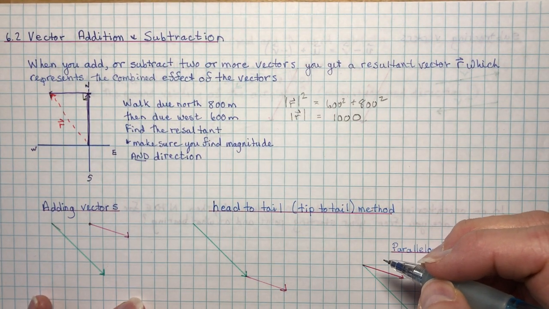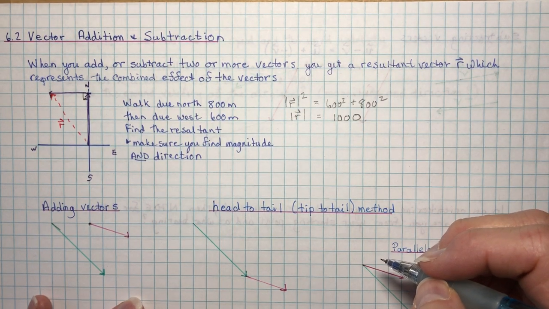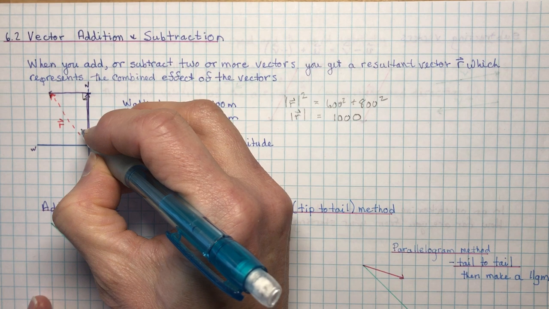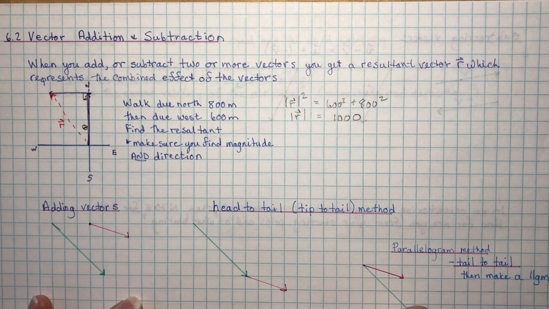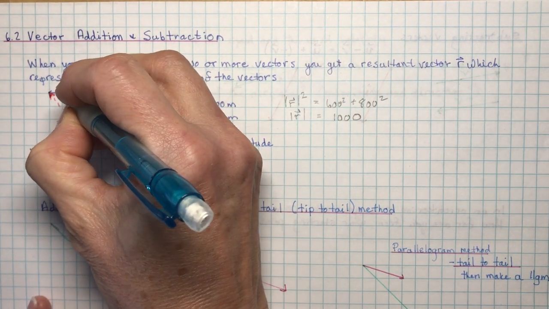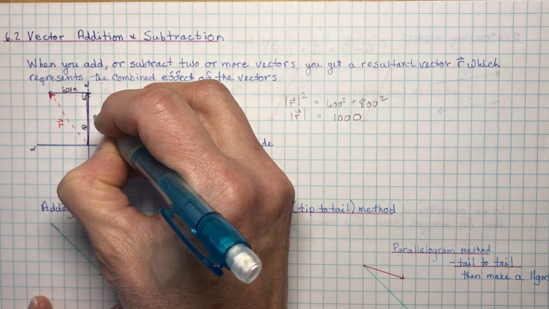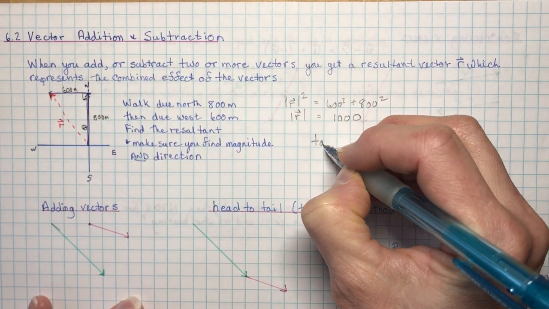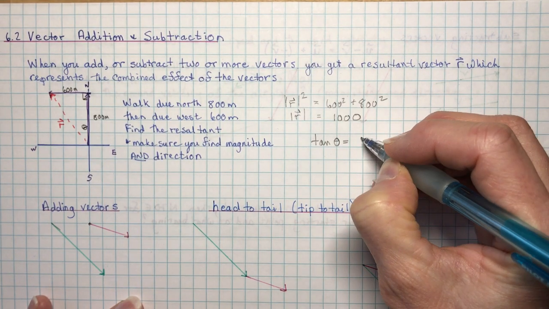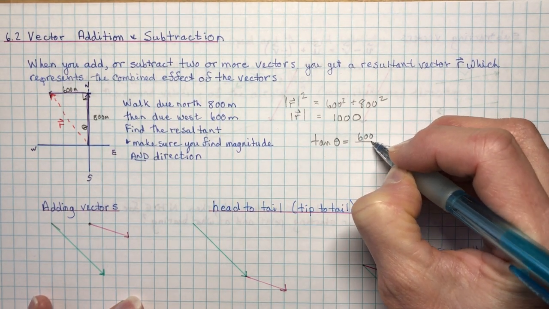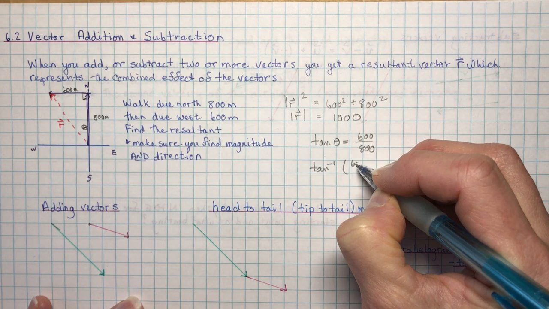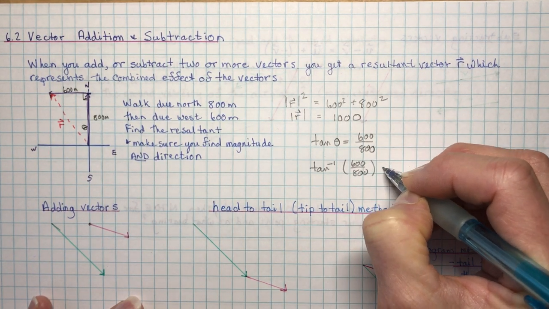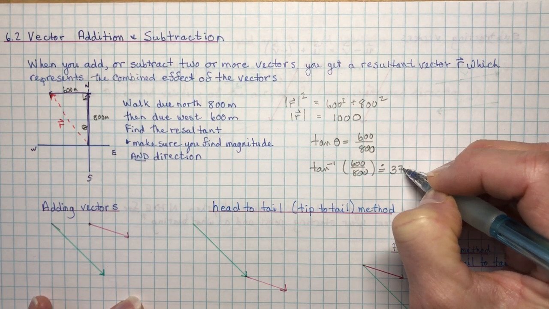So I know that the magnitude of R is 1,000, but I do need to know the direction. So it means I want to know what this angle in here is. We'll call it theta, and you should know how to find that from a right angle triangle. I have the opposite and adjacent sides. The opposite is 600, the adjacent is 800. So the tan of theta, see I told you you'd use trig, is opposite over adjacent, so that's 600 over 800. So that means tan inverse of 600 over 800 is going to give me the angle. And that comes out to about 37 degrees.